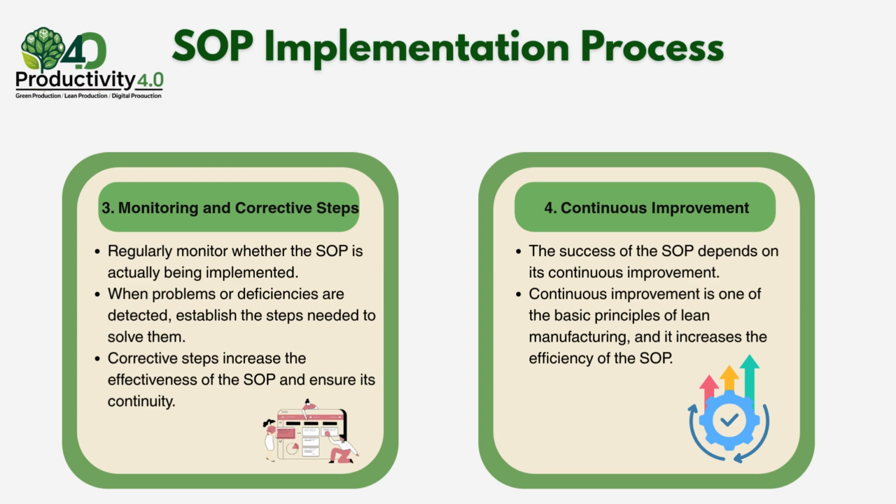As one of the core principles of lean production, continuous improvement not only increases process efficiency but also makes the system more effective. It should be remembered that continuous improvement is not just about correcting mistakes but also about making processes more efficient. This approach is essential for ensuring long-term success and sustainability of standard operating procedures.